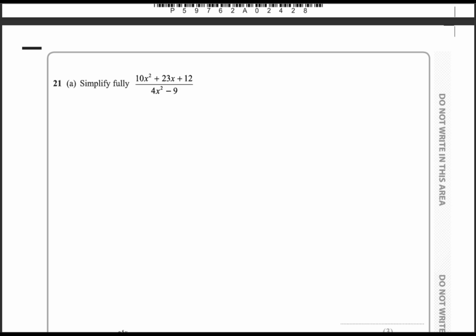Alright, first we have this: simplify fully (10x squared plus 23x plus 12) over this. Whenever you come across something like this, what you want to be doing is you have to factorize the numerator as well as the denominator.